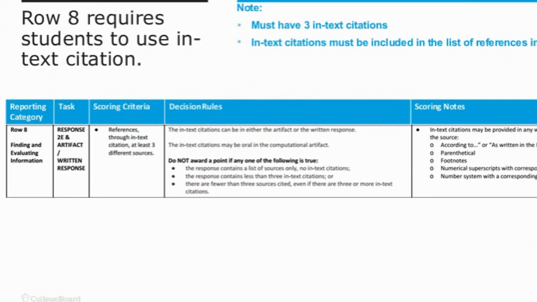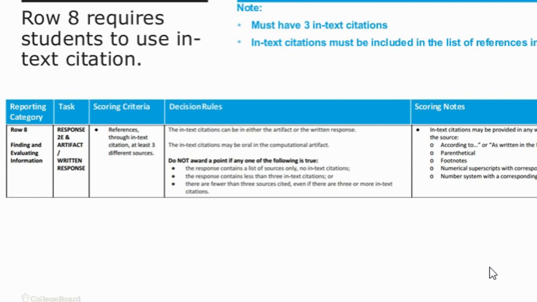And then row 8 is again on the in-text citations. Do you want to take a few minutes to talk about this just to make sure that we're clear? It is a minimum of 3 in-text citations, and they must be also included in the references. So the way students do their citations, we have not set one way that things have to be cited.